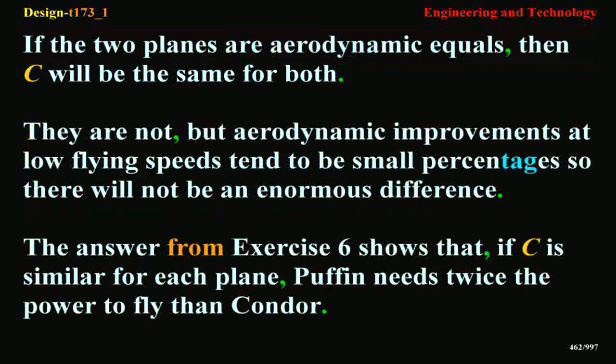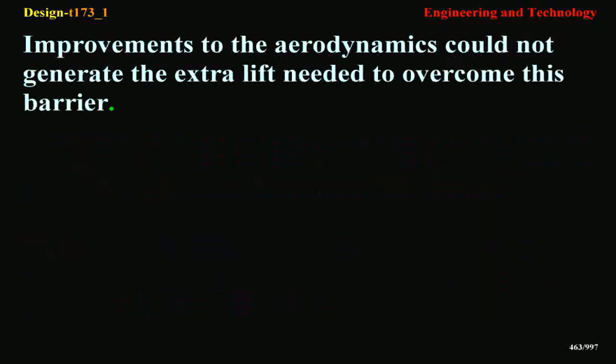If the two planes are aerodynamic equals, then C will be the same for both. They are not, but aerodynamic improvements at low flying speeds tend to be small percentages, so there will not be an enormous difference. The answer from exercise 6 shows that, if C is similar for each plane, Puffin needs twice the power to fly than Condor. Improvements to the aerodynamics could not generate the extra lift needed to overcome this barrier.